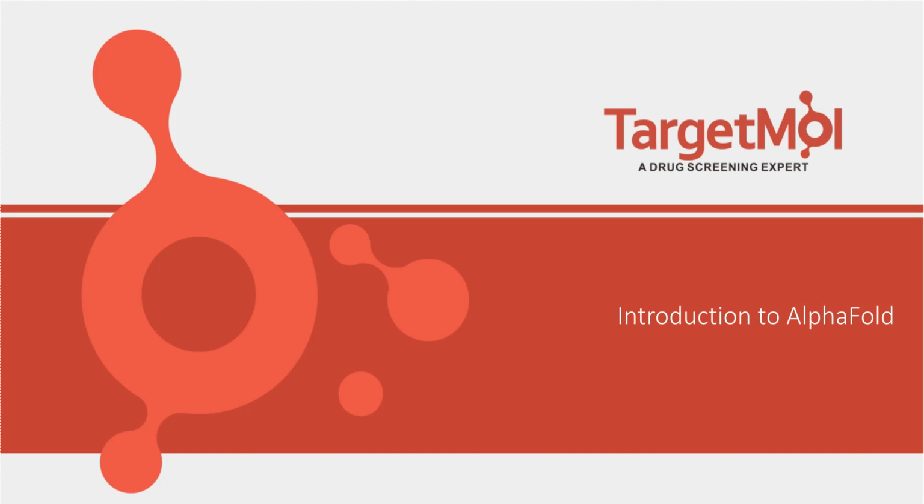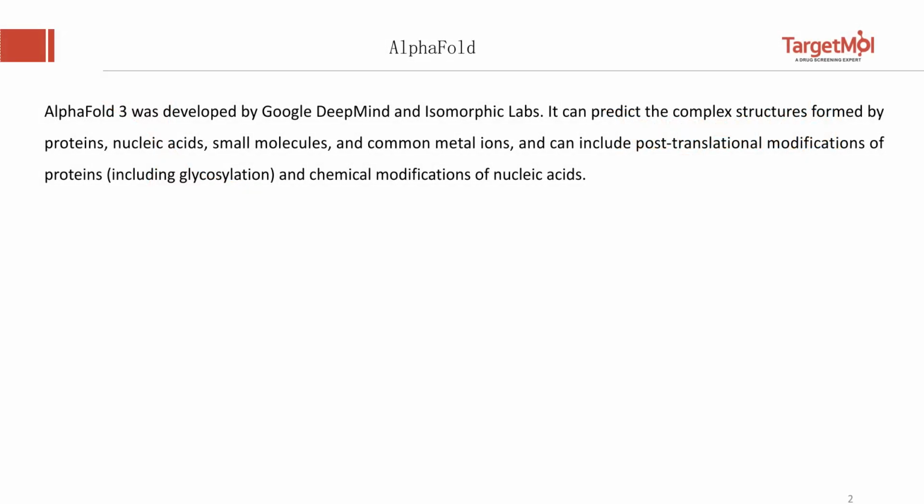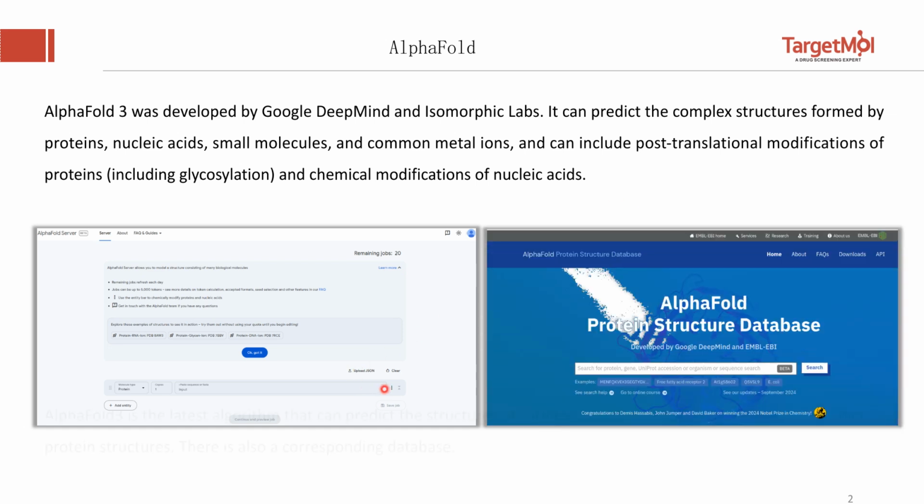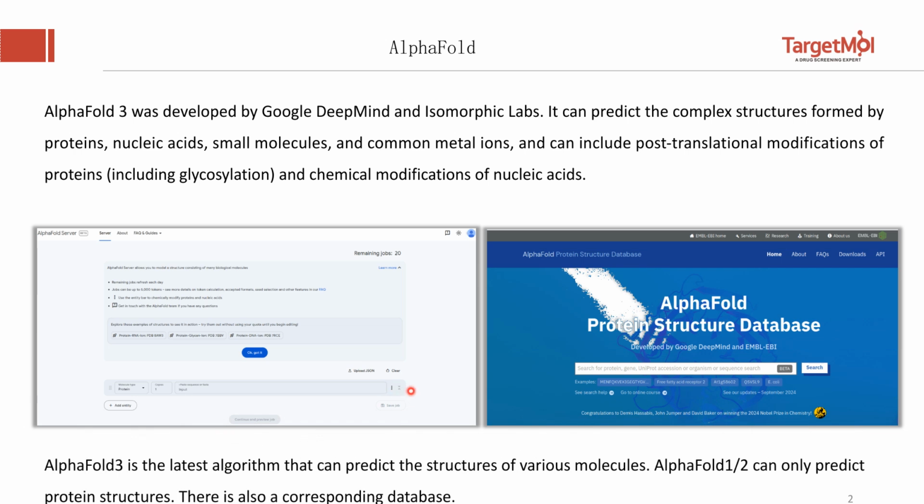Today I will talk to you about AlphaFold 3, developed by Google DeepMind and Isomorphic Labs. It can predict the complex structures formed by proteins, nucleic acids, small molecules, and common metal ions, and can include post-translational modifications of proteins, including glycosylation, and chemical modifications of nucleic acids. AlphaFold 3 is the latest algorithm that can predict the structures of various molecules.